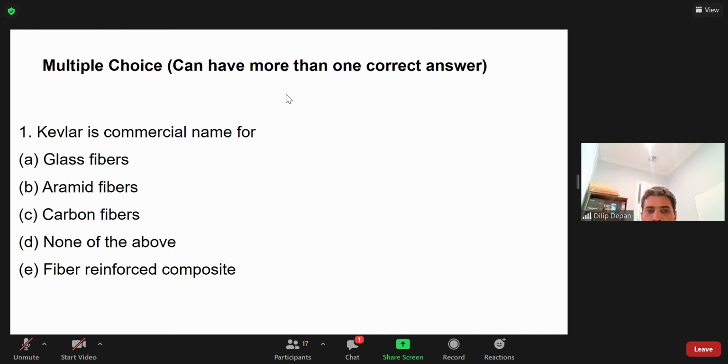I'm not planning to have more than one correct answer. So don't worry about it for the quiz or test purpose. This is only for this in-class problem only.